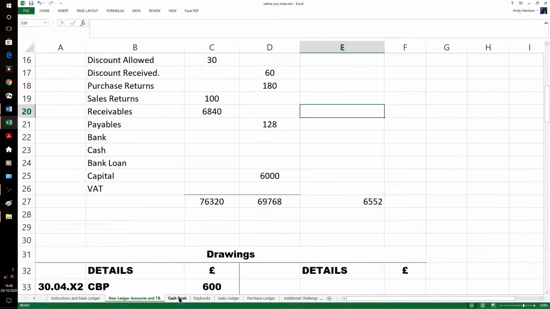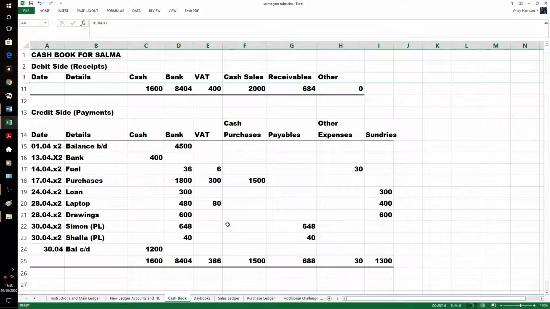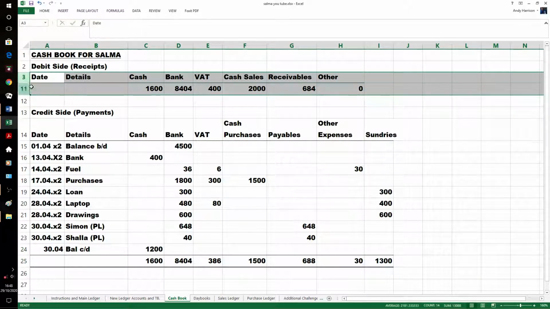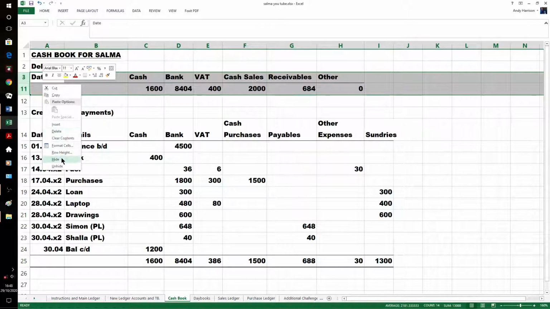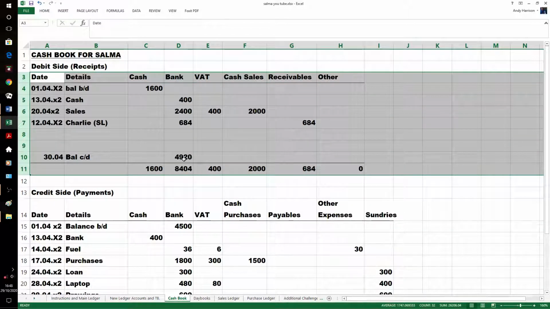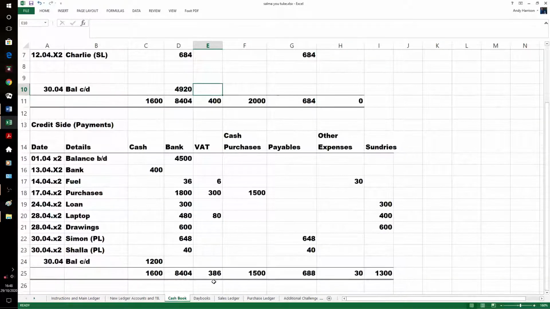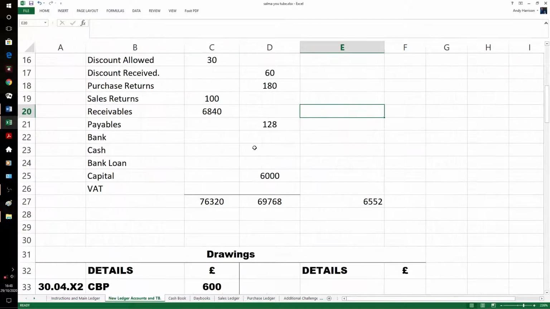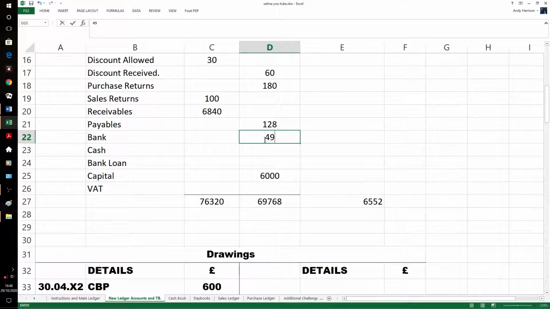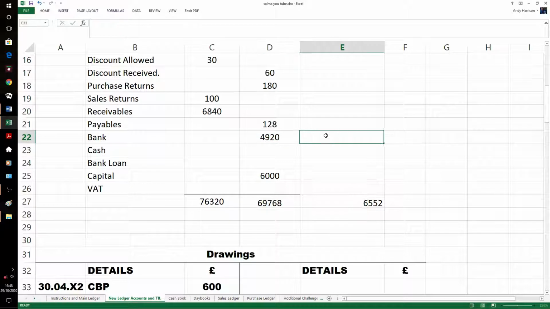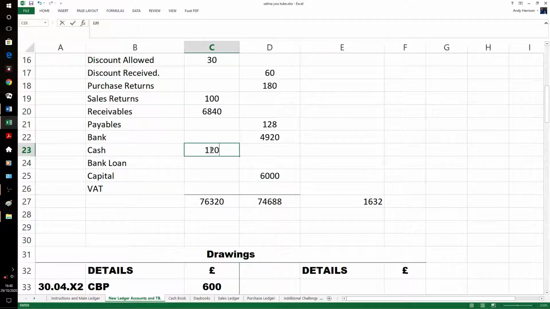So the bank will be from the cash book. We already worked that one out actually, we know we were overdrawn. In fact, we've hidden the figure though. Because it was a 4920 that carried down on the debit side, it would of course be brought down on the credit side. So 4920 overdrawn on the credit side. Cash was £1,200, that was nice and easy.